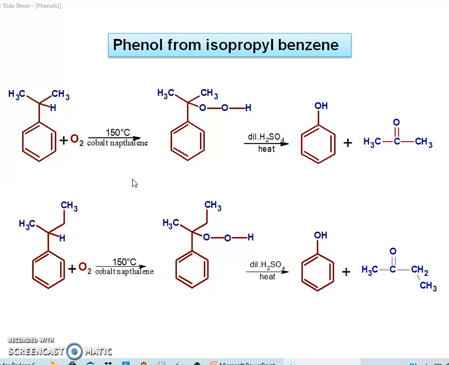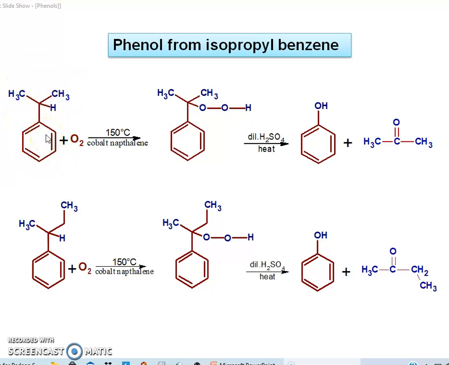The next method we use is to prepare phenol from isopropyl benzene. These methods, or these reactions, are very important for the final year exam. So phenol can be prepared from isopropyl benzene. Another name is cumene.